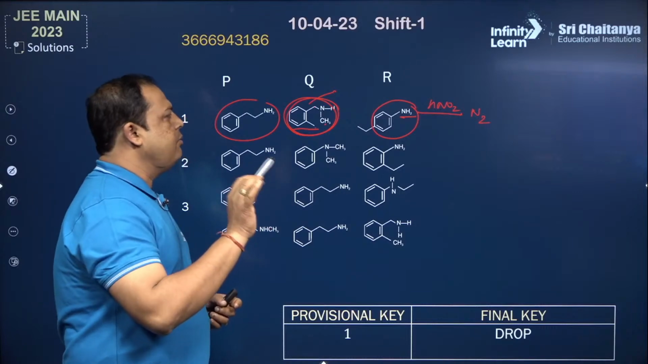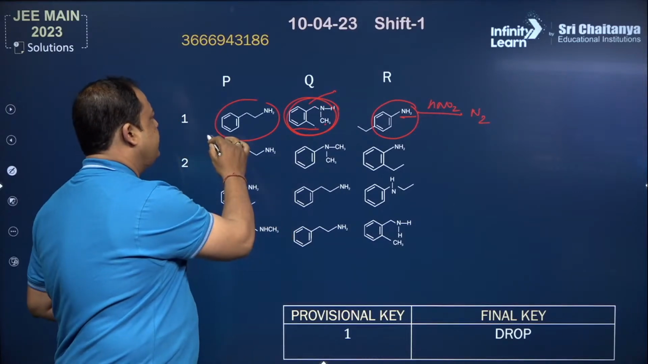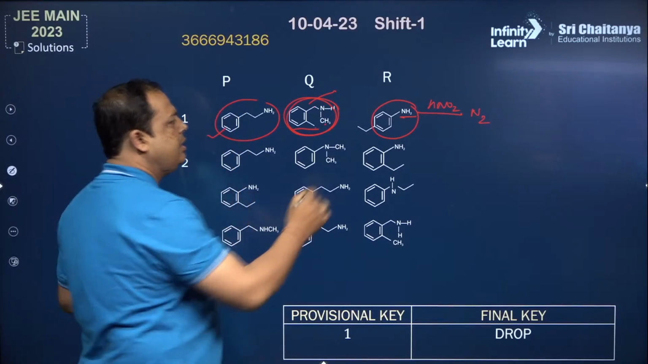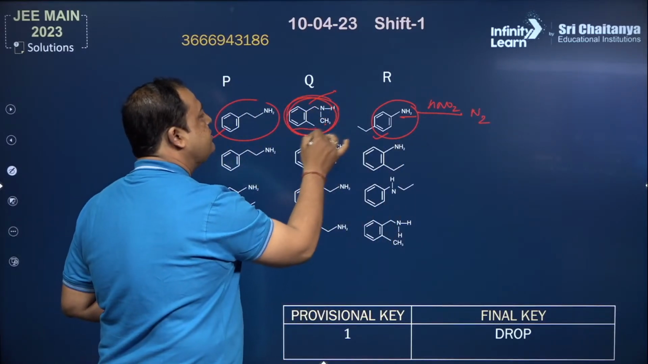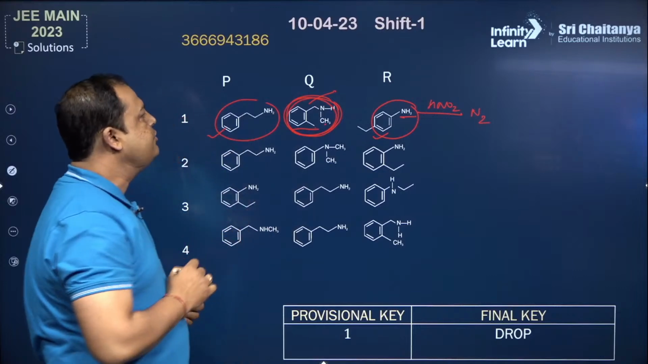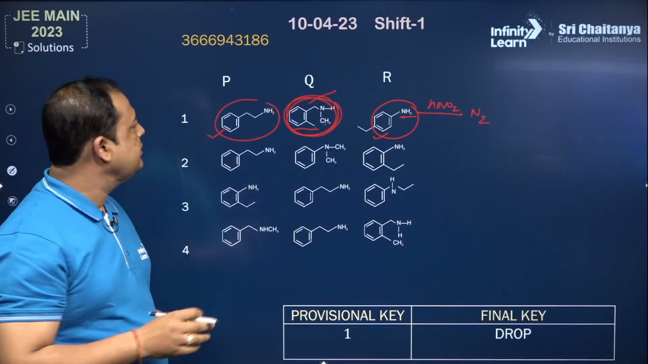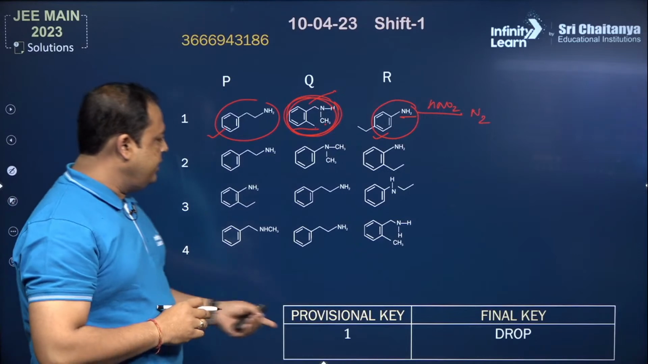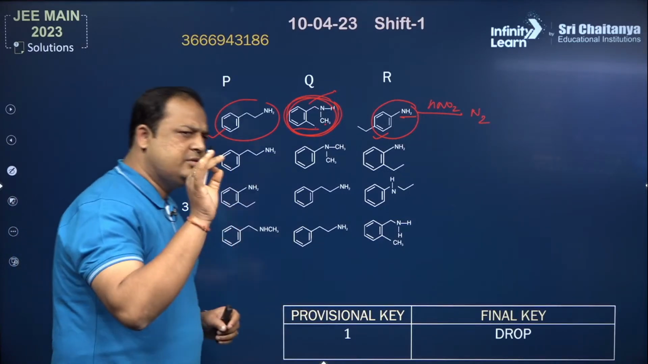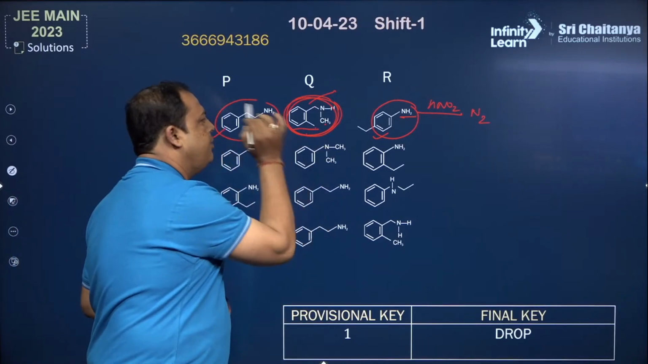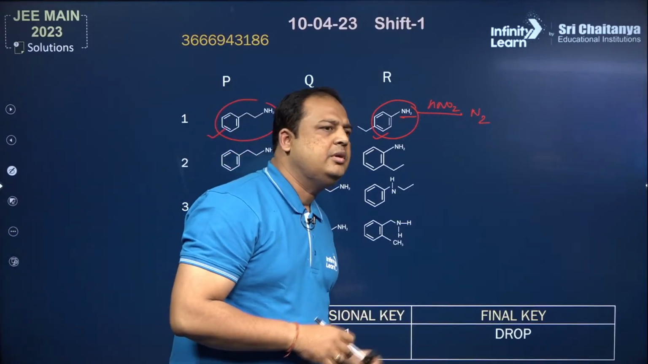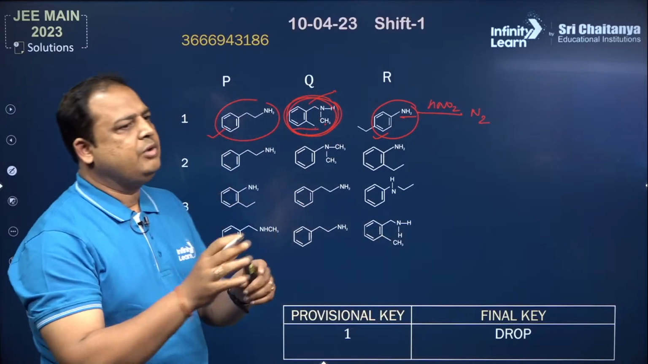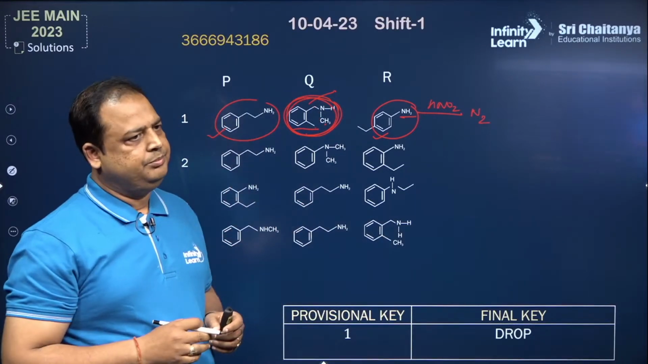So all the options are correct. The first option is correct, but there is some problem with it. It is not matching the molecular formula. That is the problem, and NTA has given the answer 1. There is some problem related to this option only. That is why it's a drop question, and the students are going to get full marks for this.